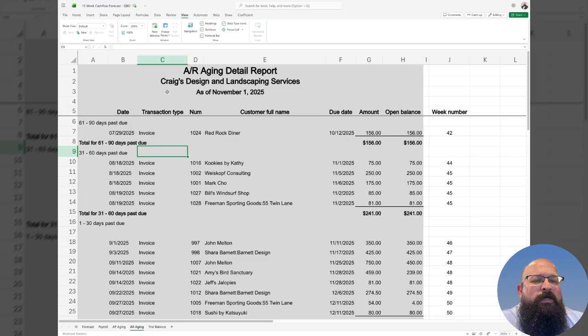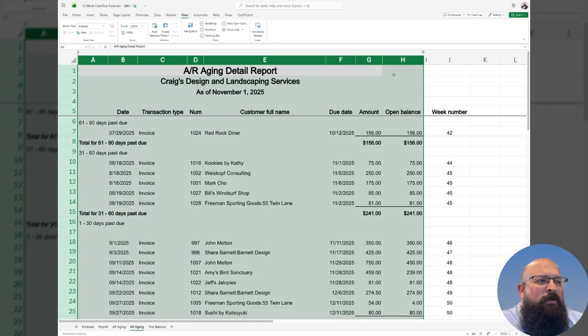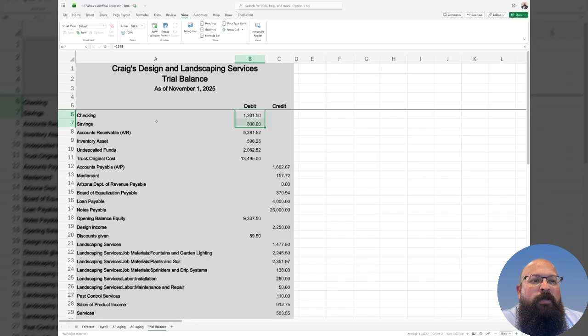The AR aging report is very similar. The only difference is this is money that your customers owe you. So if you have this report pasted in here, we will look at the due date, tie that to a week number, and use the open balance dollars to calculate how much you should be receiving, assuming they pay on time.